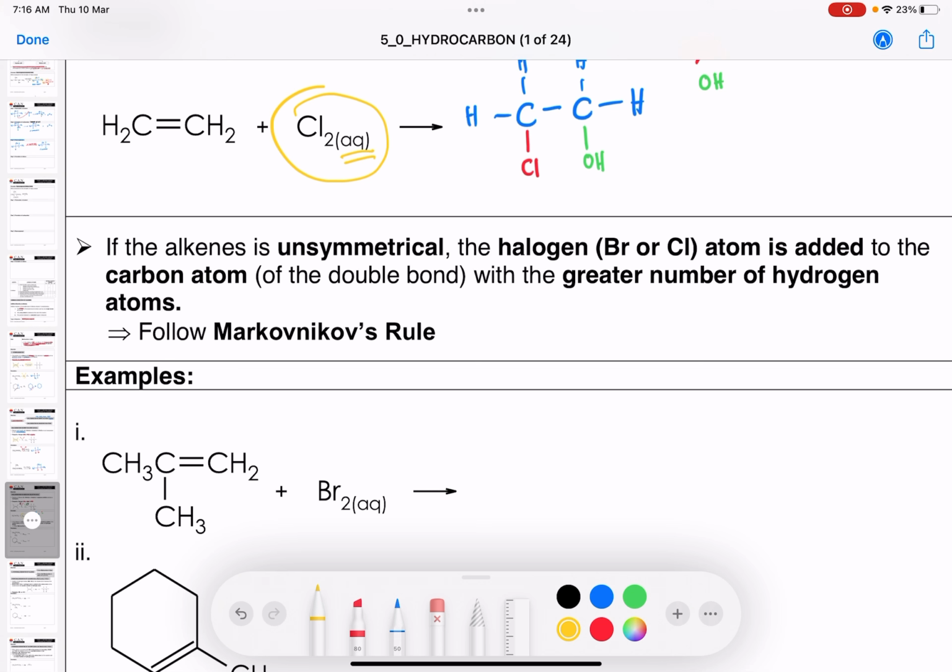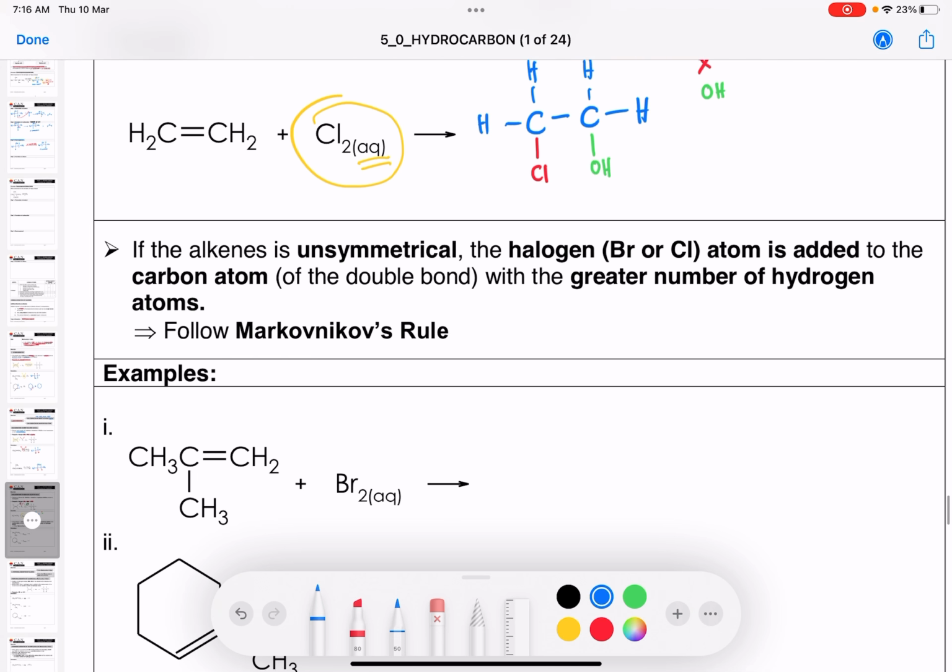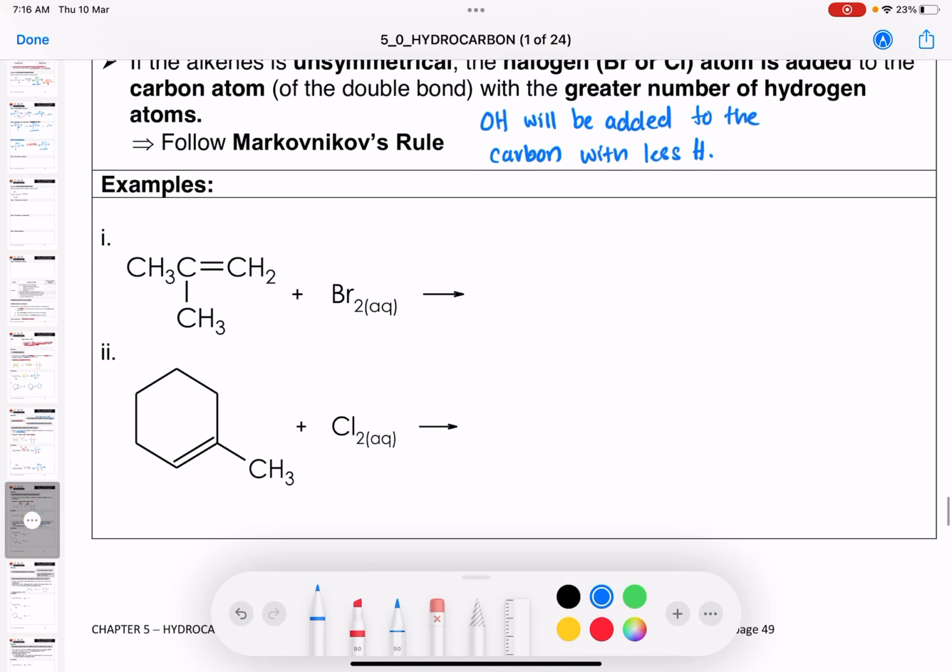But for myself, I like to think that OH will be added to the carbon with less H. This is how I always remember, either OH or H. So H will be added to the carbon with more H. OH is the other side, opposite. So let's take a look at this example.